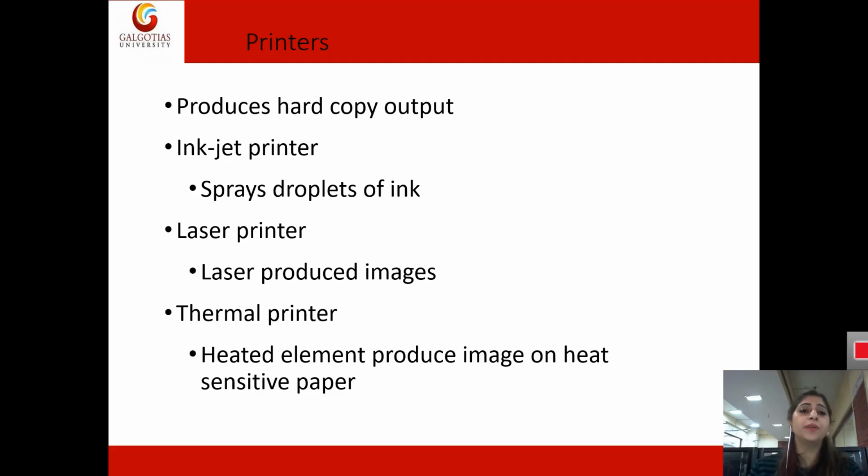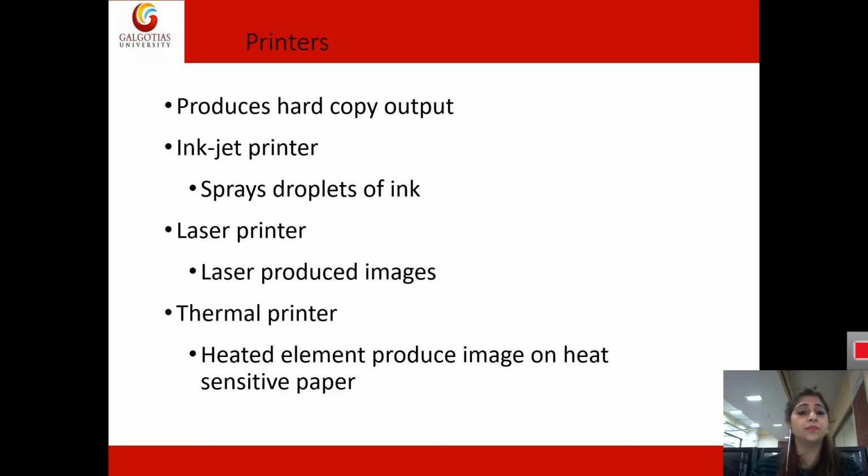Inkjet printers are those in which we spray droplets of ink on the paper from a distance. Then we have the drum printers that were used earlier, in which we used to have a strike on the paper, like a drum. Then we have laser printers. Laser printers produce the images using a laser.